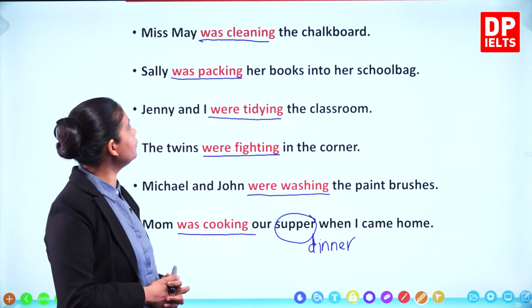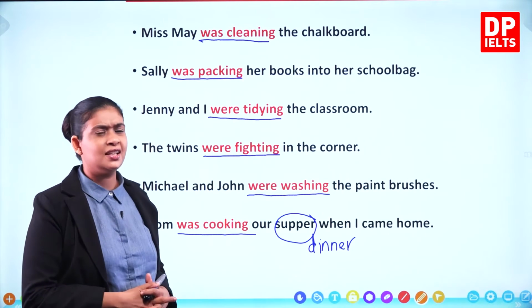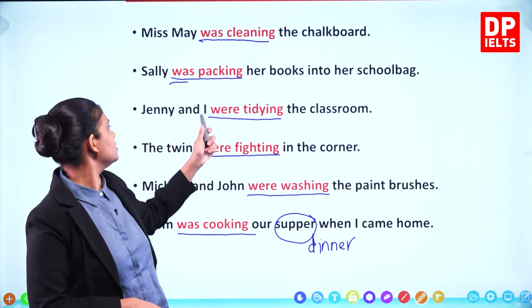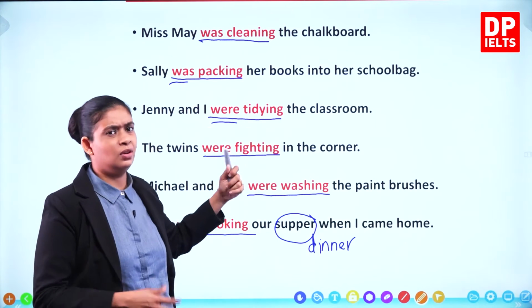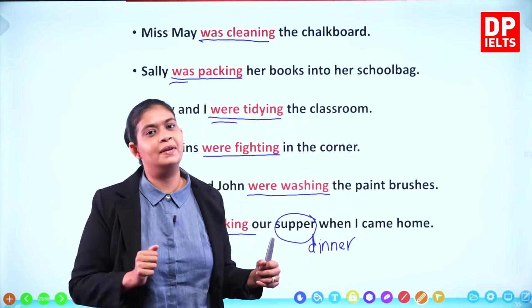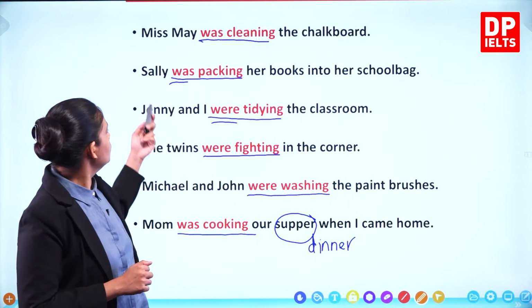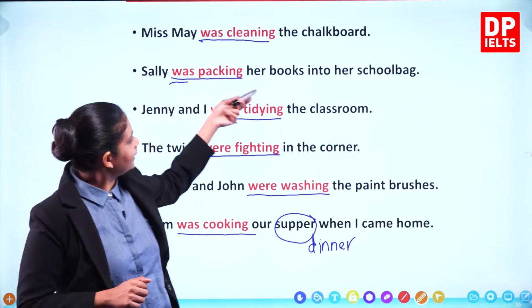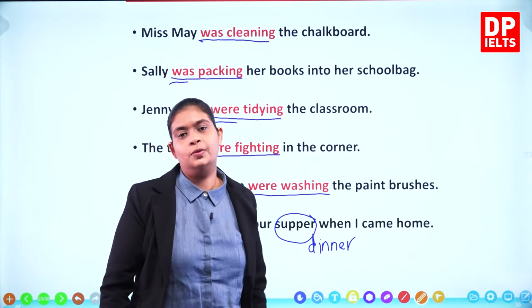Right? Now, if you all are wondering, she didn't tell us, some words have was, some words have we were. What is this? I'll tell you in a bit. Okay? Sally was packing her books into the school bag.